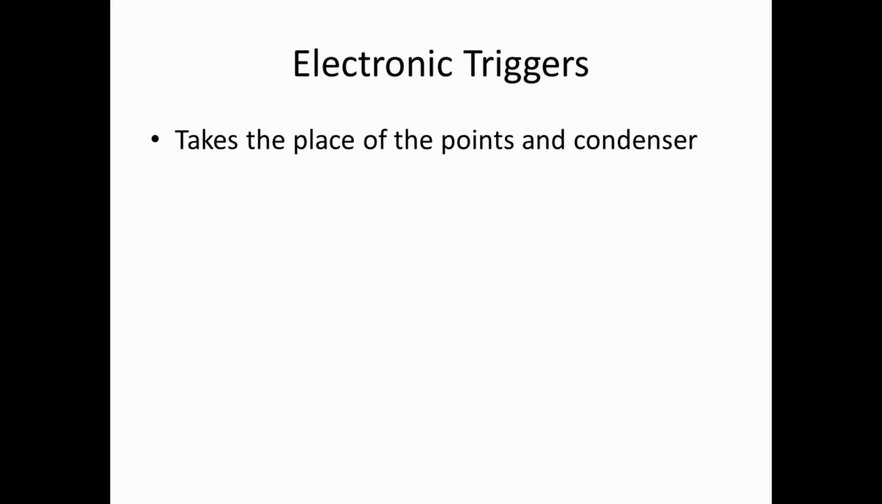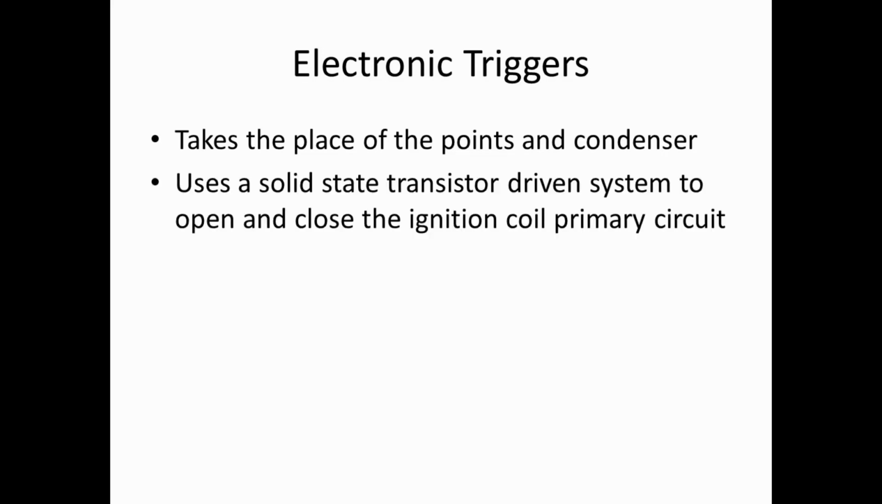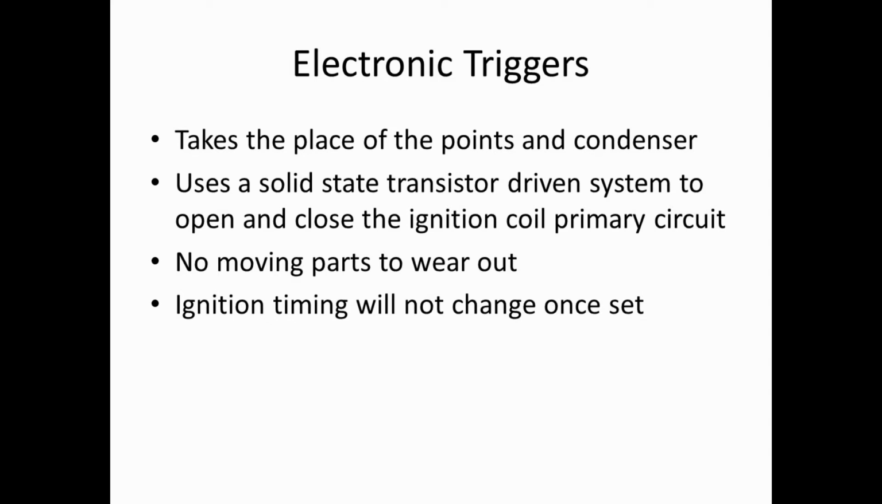Since we got tired of replacing the points and condenser all the time and having all those issues, they went to an electronic trigger later on. The electronic trigger takes the place of the points and condenser. It uses a solid-state transistor-driven system to open and close the primary circuit of the ignition coil. There are no moving parts in an electronic trigger that wear out. Your distributor cap and rotor will still wear out, but there's no points and condenser you have to replace.